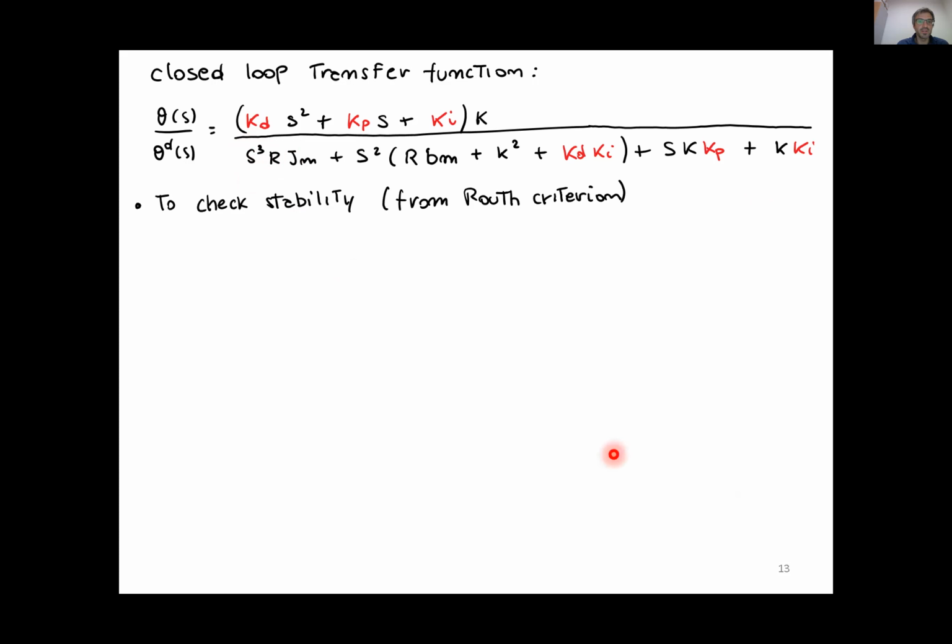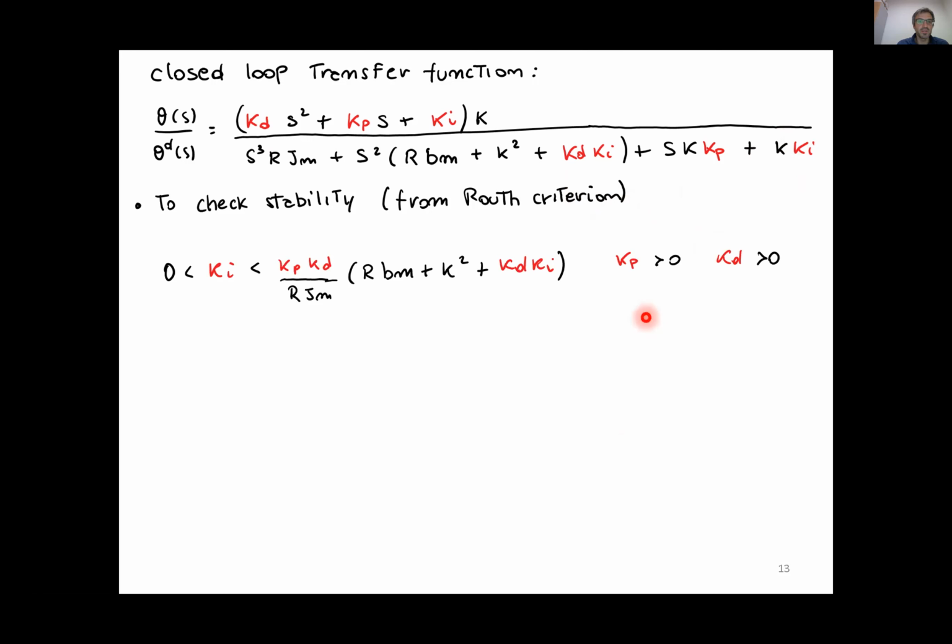And to check stability, in this case, I suggest you use a criterion that tells you what the roots of a polynomial are, whatever the order of the polynomial, by checking some parameters. For example, it can tell you that to have negative roots, you should have a certain relationship between the parameters of the polynomial. I won't go into detail for this. You can find information everywhere on this criterion.